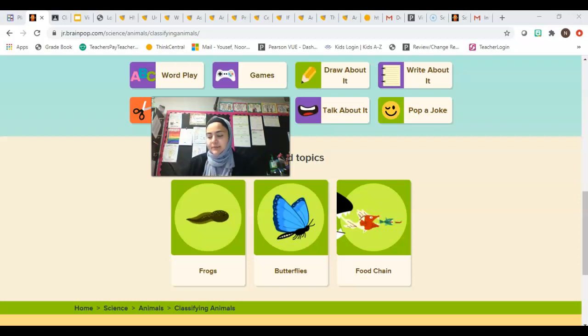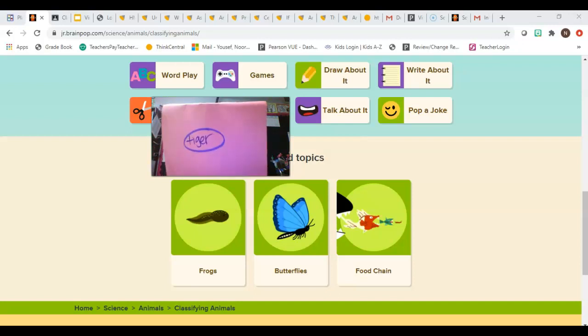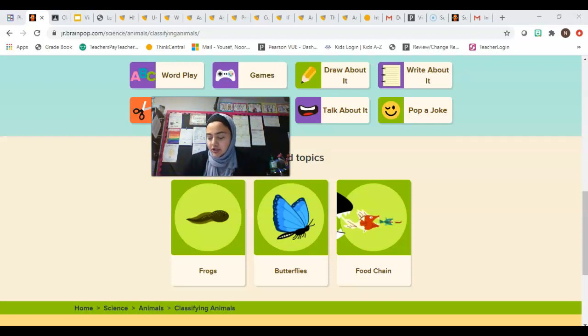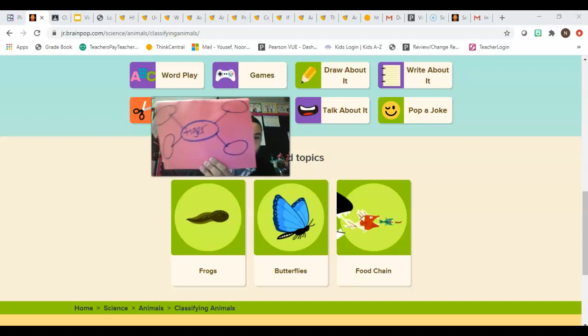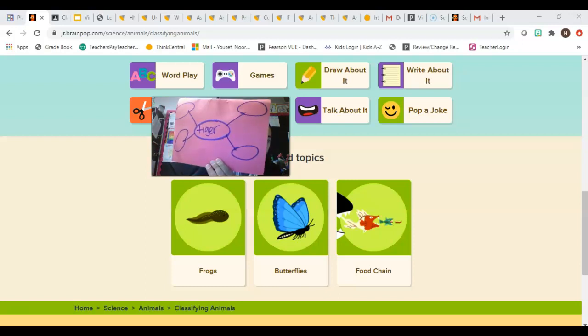Miss Selena's going to pass out paper, or if you're at home, you're going to get a piece of paper. It could be construction paper if you have some. Then you're going to write a bubble in the middle of your paper, and write what your animal is in the middle. And then you're going to draw 4 lines with bubbles. It's going to look like this. It's called a bubble map. And in each bubble, you're going to write a fact about your animal.